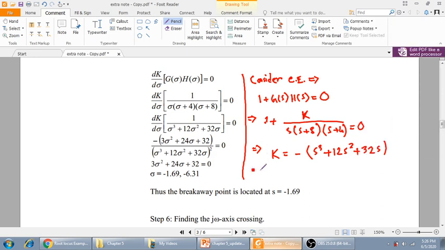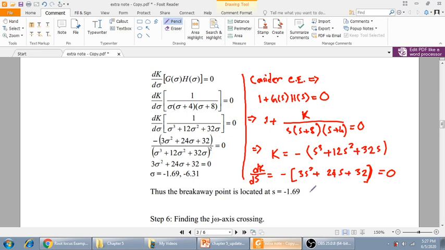If it comes like this, then now we need to find the differentiation of it. So dK over ds, the differentiation of K with respect to s. If you find the dK, actually dK equals 0, but never mind, I just put it here: minus 3s square plus 24s plus 32. That one has to be 0. In order to find the breakaway point, the differentiation of this term equals 0.